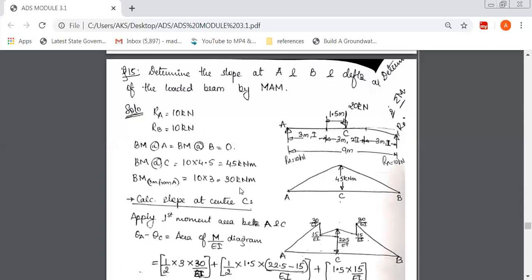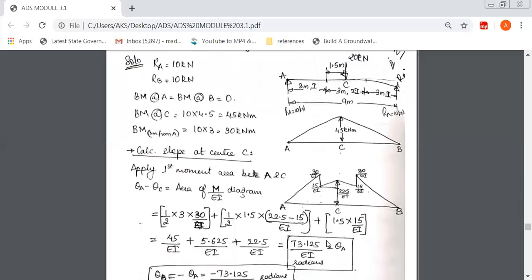After you find this, we'll draw the bending moment diagram. At C it is maximum, that is 45, and at 3 meter here it is 30, and of course at this portion also it will be 30 only because it is symmetrical. Now, the next point is you have to divide this bending moment diagram by the EI values, because our main matter of interest is the M over EI diagram.